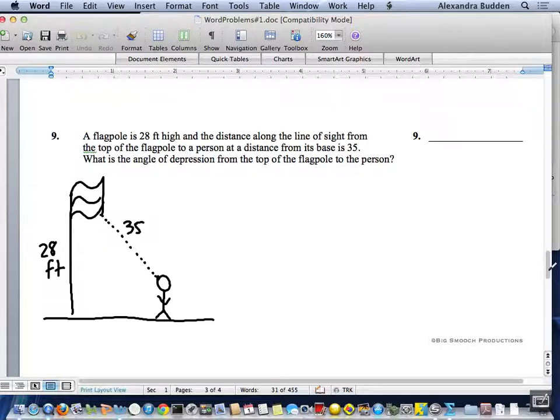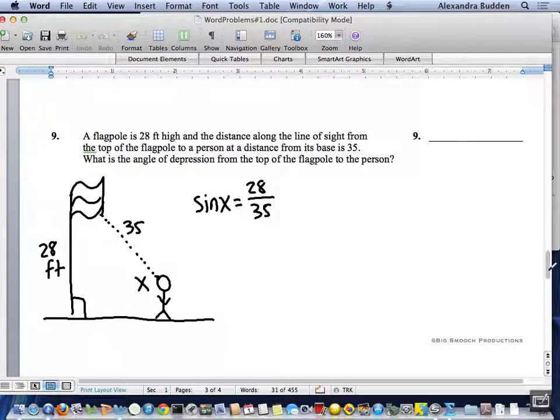What is the angle of depression from the top of the flagpole to the person? So that's this. That's the angle of depression. I told you anytime there's an angle of depression, it always goes in that spot. Okay, so 28 in this case is opposite. 35 is hypotenuse, so I want to use sine. I have the sine of x is equal to opposite, which is 28, all over hypotenuse, which is 35.